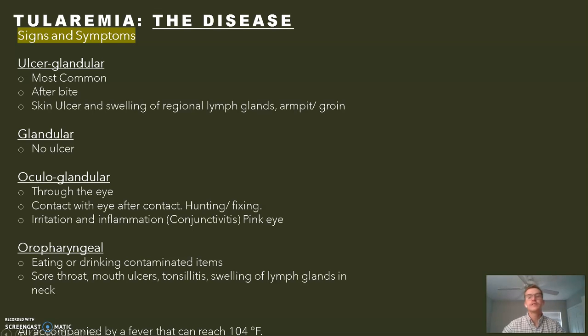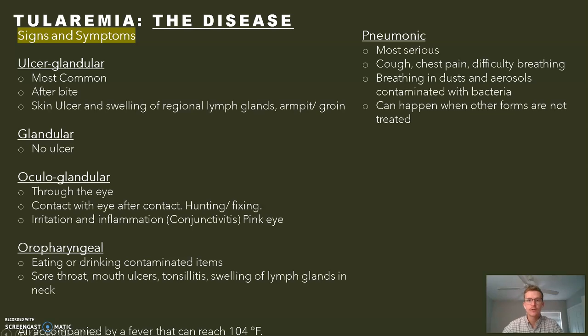It should be noted that all of these are accompanied by a high fever of about 104. It doesn't necessarily have to be that high, but it can get to that point, which is extremely, extremely detrimental. And then the most serious and worst form of this disease is the pneumonic form. That's going to be cough, chest pain, difficulty breathing. Breathing in dust and aerosols is kind of how you would get contaminated and feel these effects.